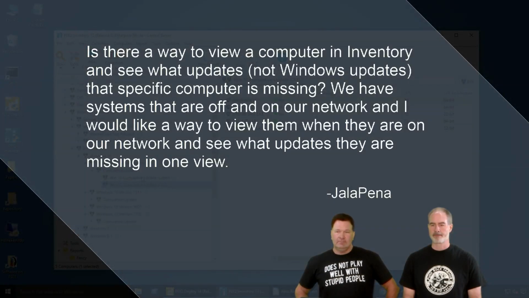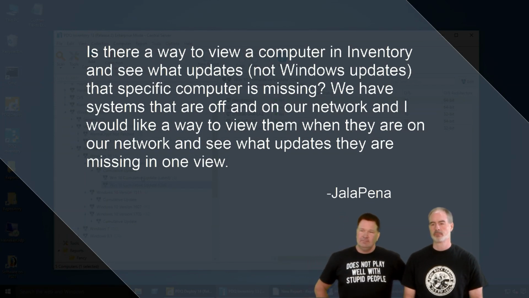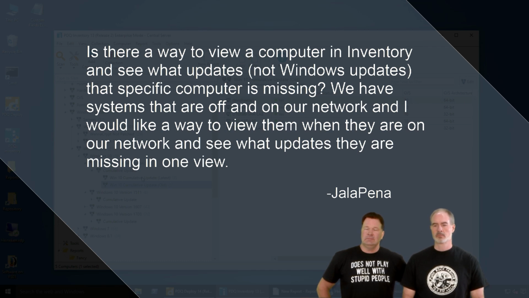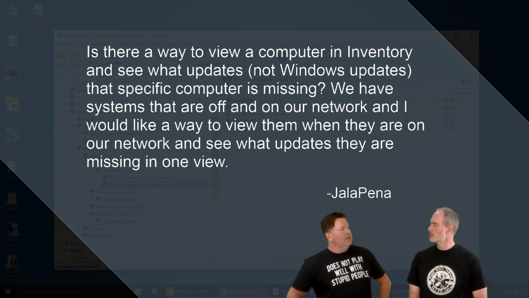All right. Dear Lex and Brig, is there a way to view a computer in inventory and see what updates, not Windows updates, that specific computer is missing? We have systems that are off and on our network, and I would like a way to view them when they are on our network and see what updates they are missing in one view. Thanks, Jala Pena.